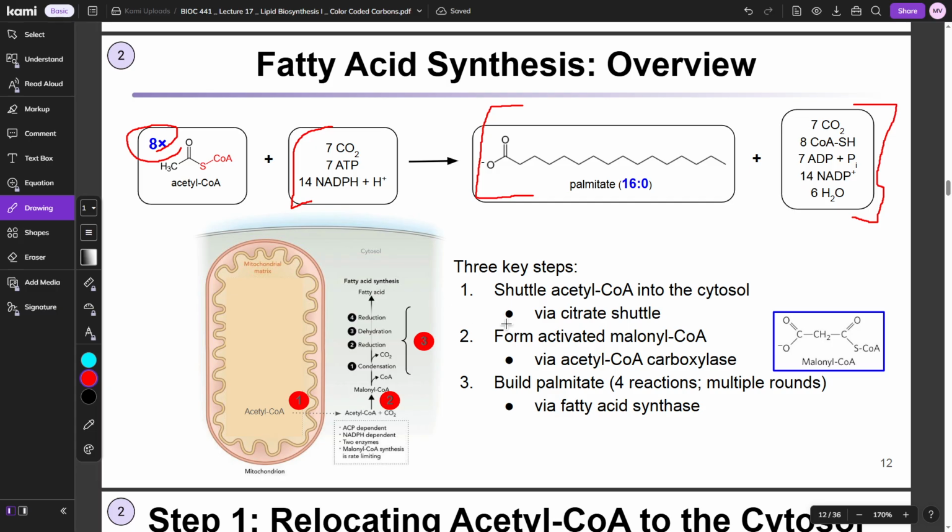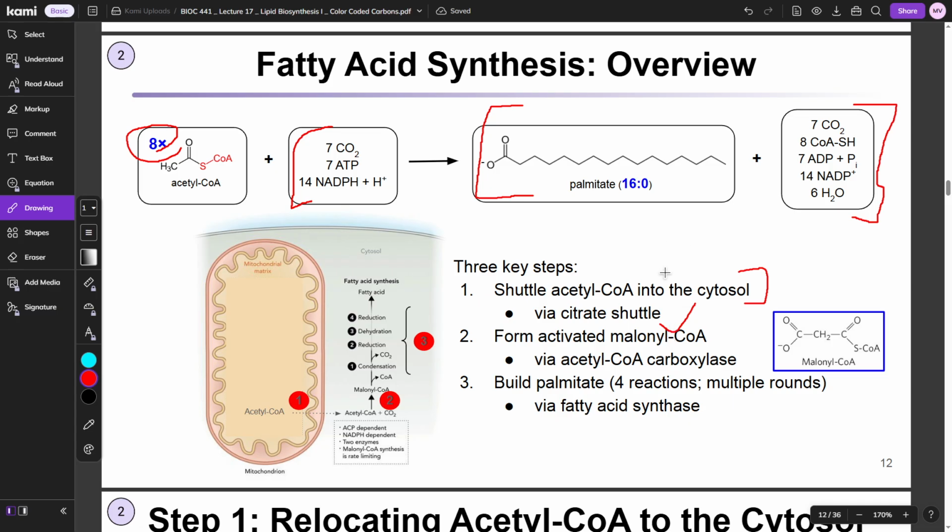But what we have to remember, right, is acetyl-CoA is in the mitochondria. So we have to get the acetyl-CoA actually out of the mitochondria because fatty acids are actually stored in the cytosol, not the mitochondria. So a citric acid cycle occurring in the mitochondria means that we have to take out those acetyl-CoAs and put them into the cytosol so that we can actually store them as fat. So the three key steps are that we have to first shuttle the acetyl-CoA into the cytosol. We do this through the citrate shuttle.